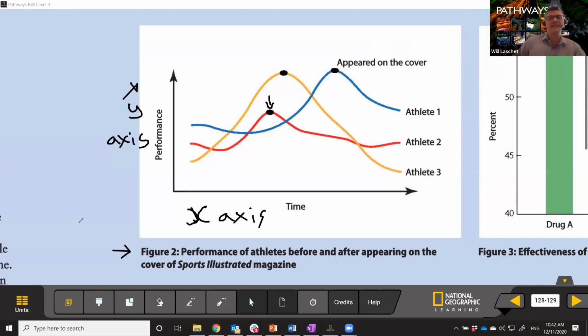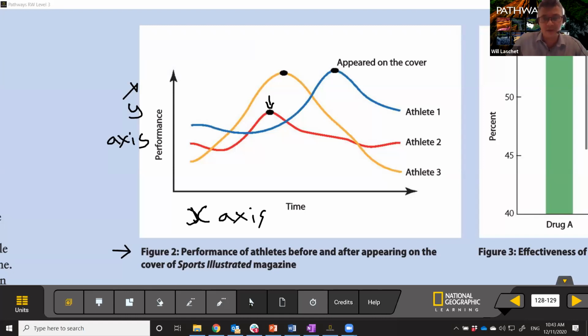So this, what conclusion can we draw from looking at this graph? We can conclude that all three athletes reached their highest performance when they appeared on the cover, and after they appeared on the cover, they declined, okay? There we go. So this is the conclusion which we perhaps will draw from looking at this.